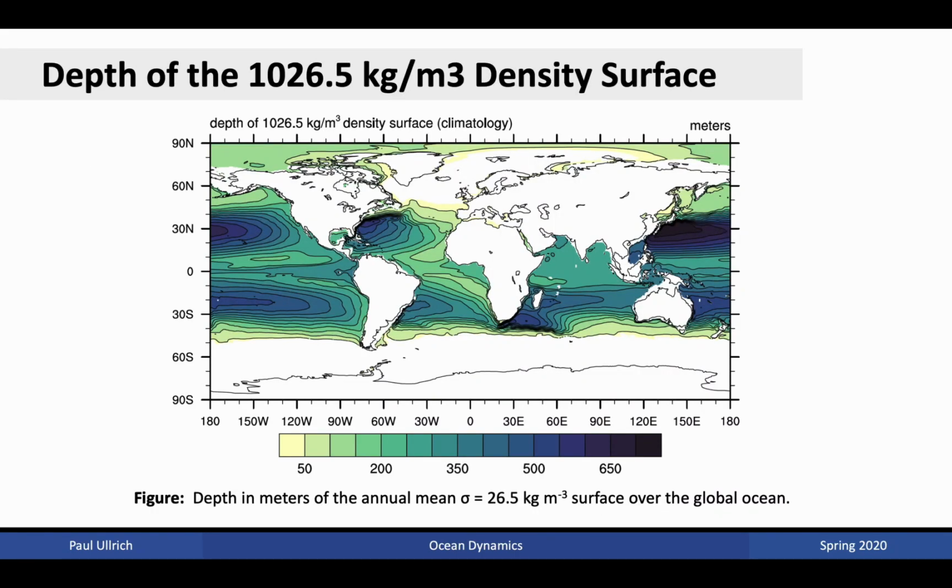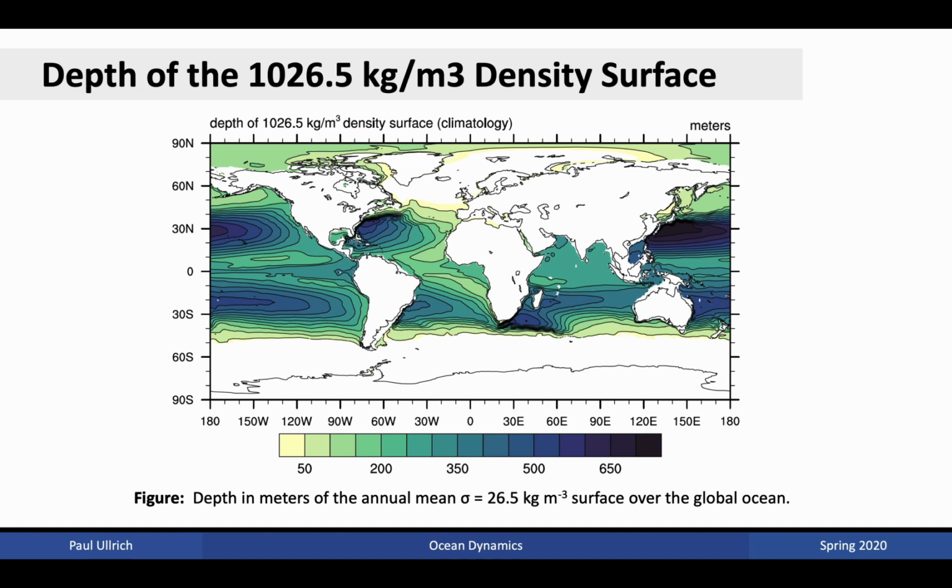Recall that we had said earlier that a 1 meter variation in the free surface height must correspond to approximately a 400 meter change in the depth of a constant density surface. That is actually exactly what we observe in the real oceans.